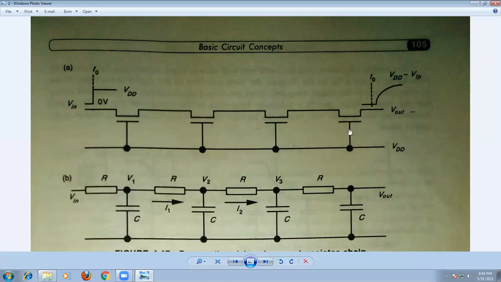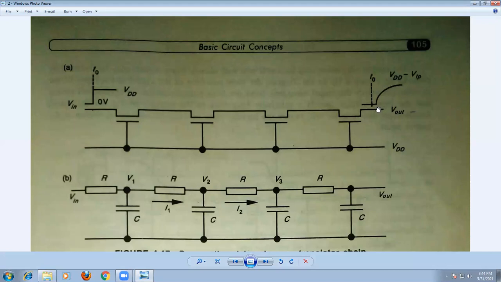Okay, so how many sections now? We have 4 sections in this case. That means one R and capacitor for one transistor, another R and capacitor for another transistor. This is for another transistor, and this is another transistor. So we have 4 sections connected like this. Now in this case, what happens when the signal starts from here and reaches the output at this point?